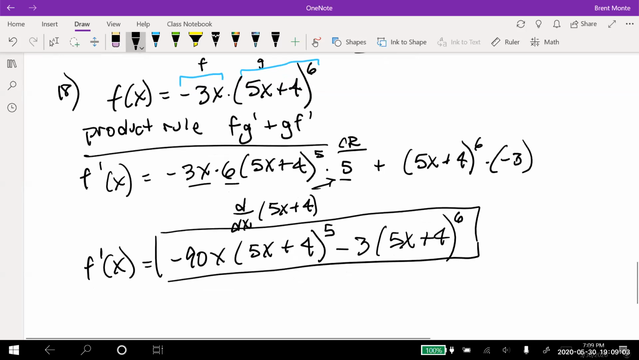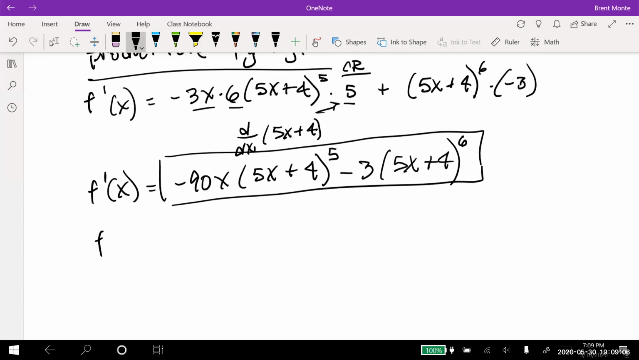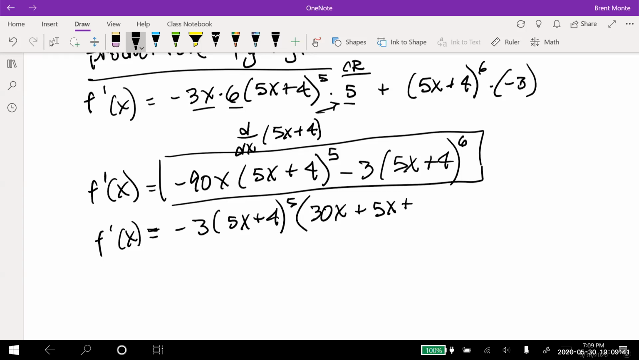Now, if I factor that, what's common? Let's see. 3 goes into both of these. In fact, negative 3 goes into both of those. So I'll factor out a negative 3 and a 5x plus 4, the smaller power, so to the 5th power. See what that leaves me. If I factor the negative 3 out of the negative 90x, it gives me a positive 30x, and then that 5x plus 4 to the fifth is gone. I factored out the negative 3, but I still have one of the 5x plus 4's left. So it's plus, because I factored out the negative, 5x plus 4.